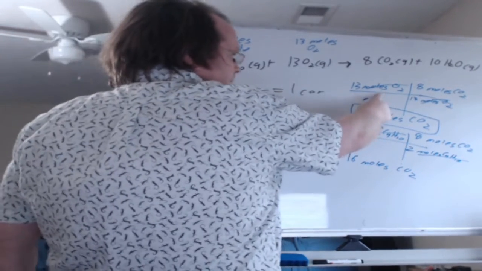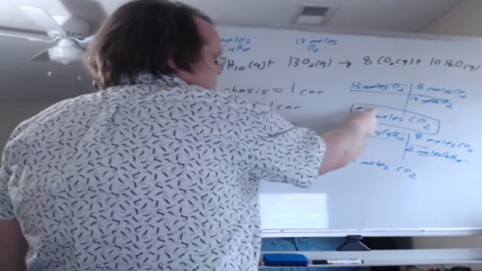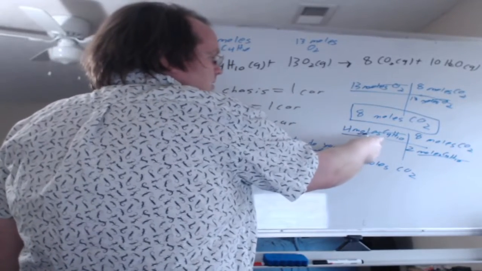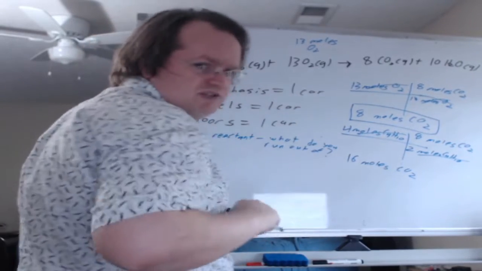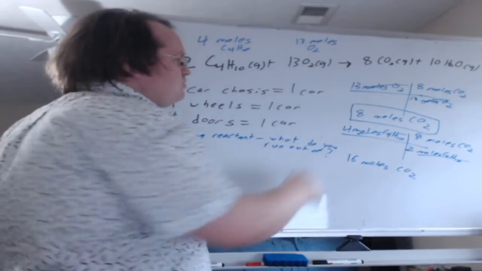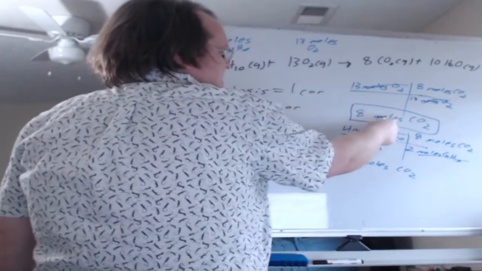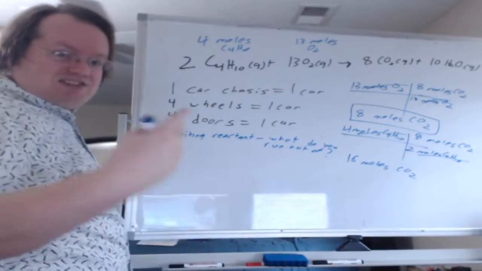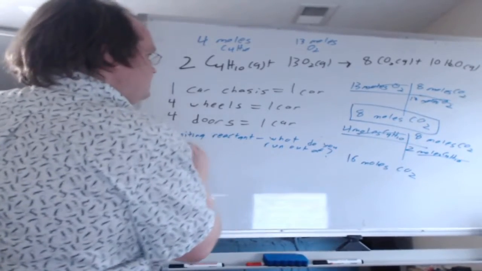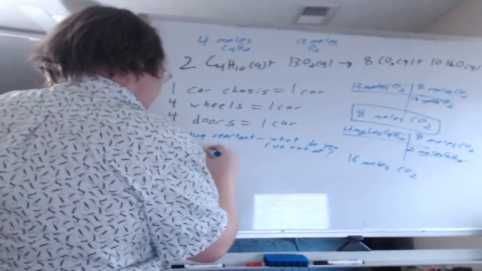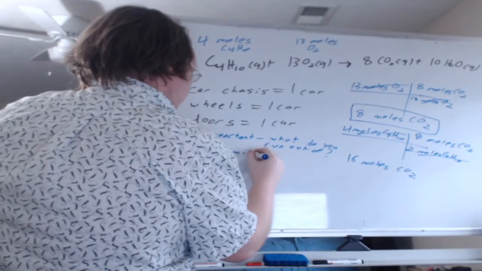So in this problem, my oxygen gives me 8 moles of CO2, but my C4H10 gives me 16 moles of CO2. That means I'm going to run out of the oxygen first because it makes less stuff, just like if it made less cars. So my limiting reactant in this problem is O2.